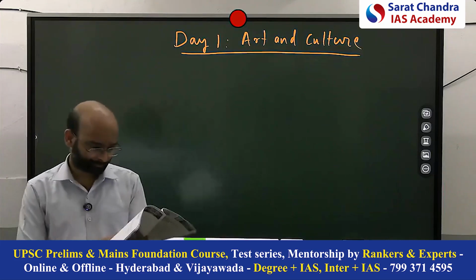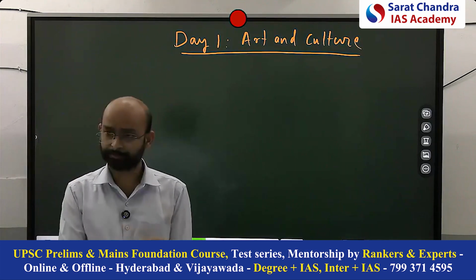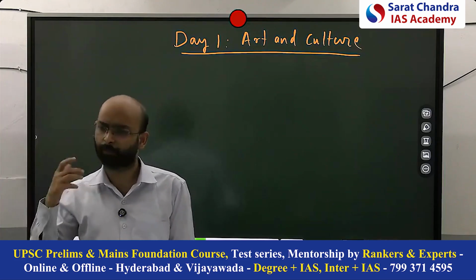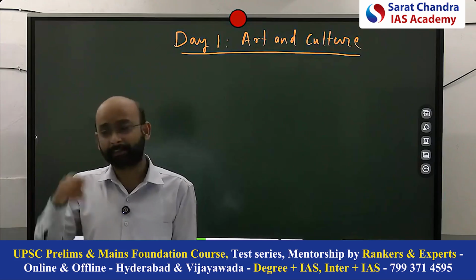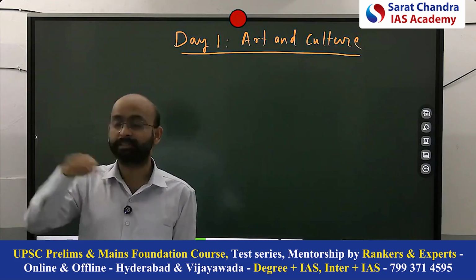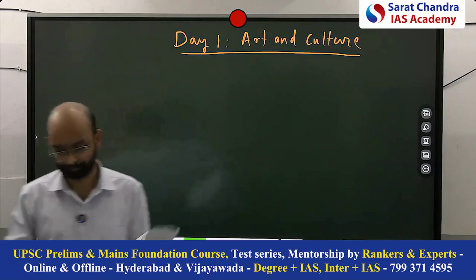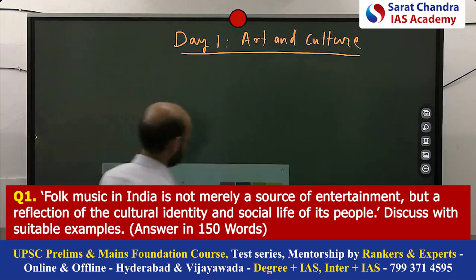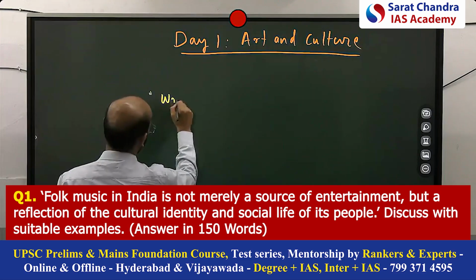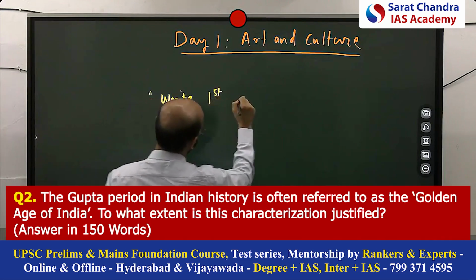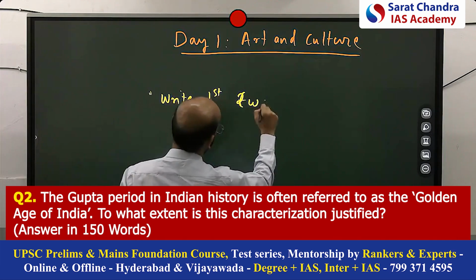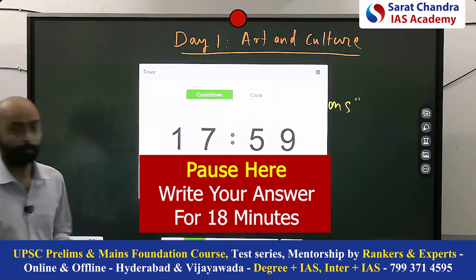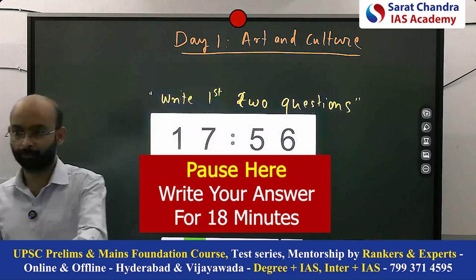So what we will do is attempt the first two questions first. We all will write and try to generate points. Try to give whatever you have. Then we will see what can be improved and how this can be written in a different way. So let's write the first two questions. We're keeping 18 minutes. Within 18 minutes, we have to write.